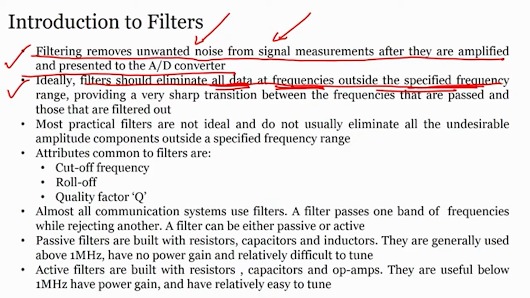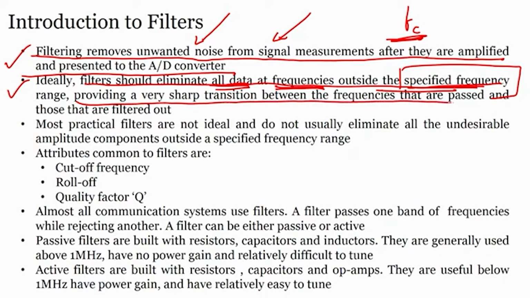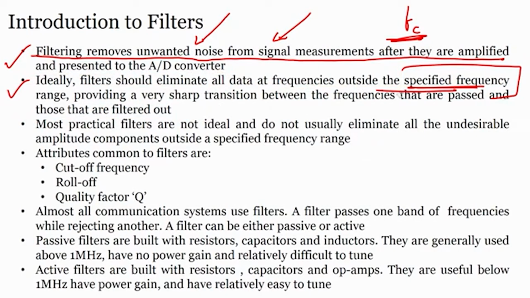You have to remember this thing about the filter. So, what does that mean? That if I select a frequency, let us say FC, then except this frequency the data from other frequencies should be eliminated. That is my ideal filter. That means it should eliminate all data at frequencies outside the specified frequency range, providing a very sharp transition between the frequencies that are passed and those that are filtered out. You got it?